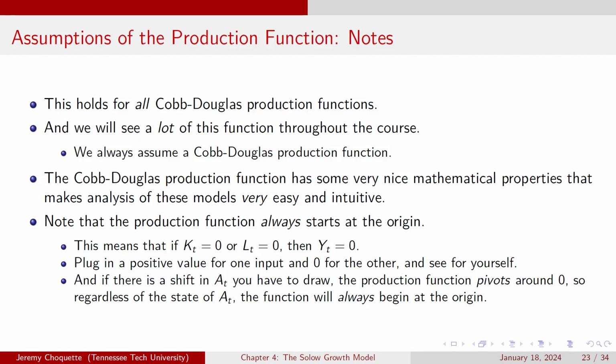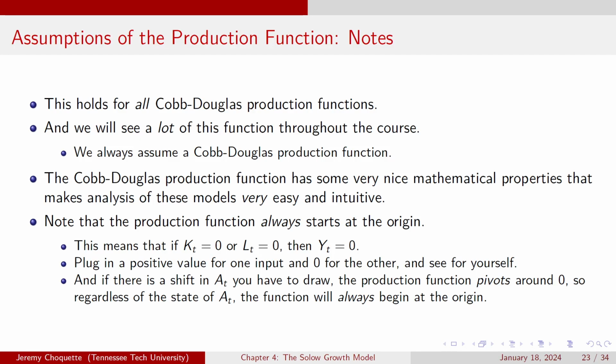Something I want to note really quickly: this production function always starts at the origin. So if K equals 0 or L equals 0, then Y is equal to 0. I encourage you to plug in a positive value for one of the inputs and 0 for the other and see for yourself what you get. Now, if there's a shift in A and you have to draw that shift, which you will at some point in the class, that production function is going to pivot around 0. So regardless of what A is, the function will always begin at the origin.